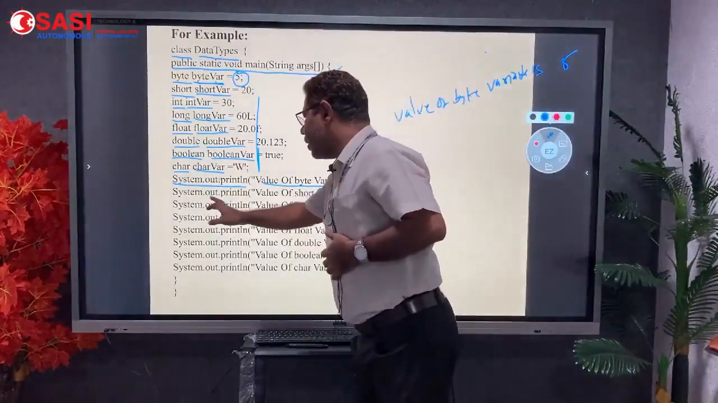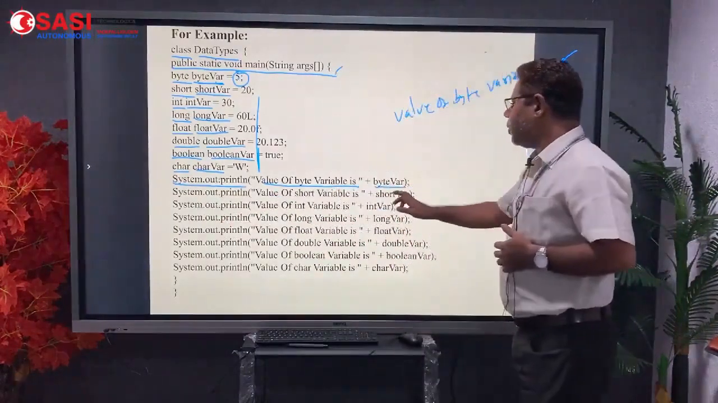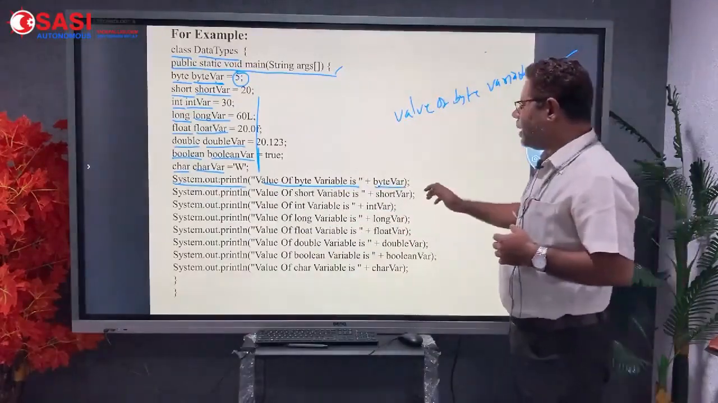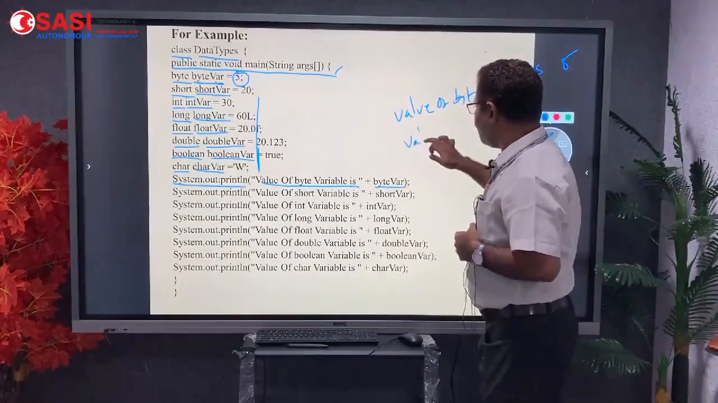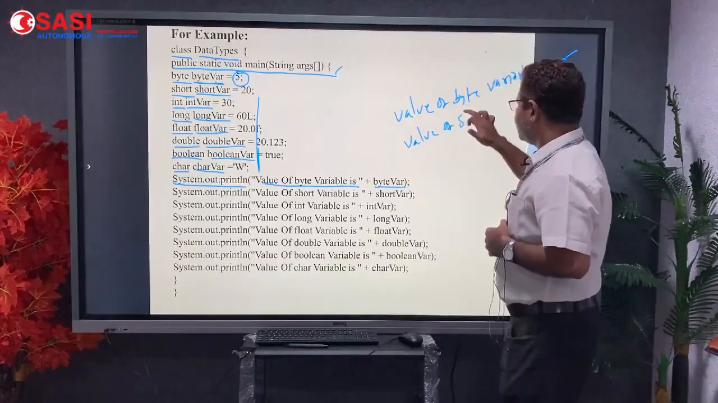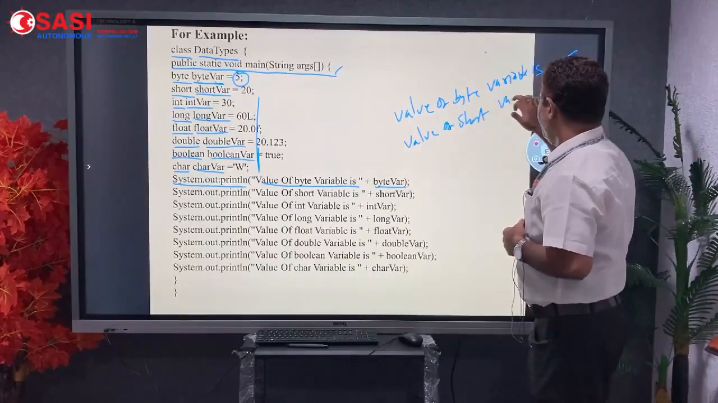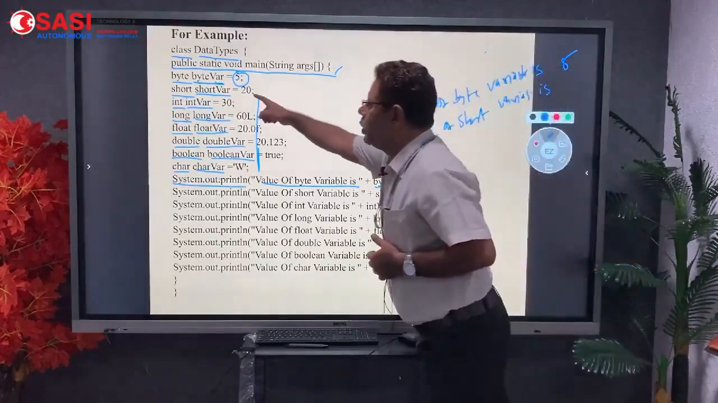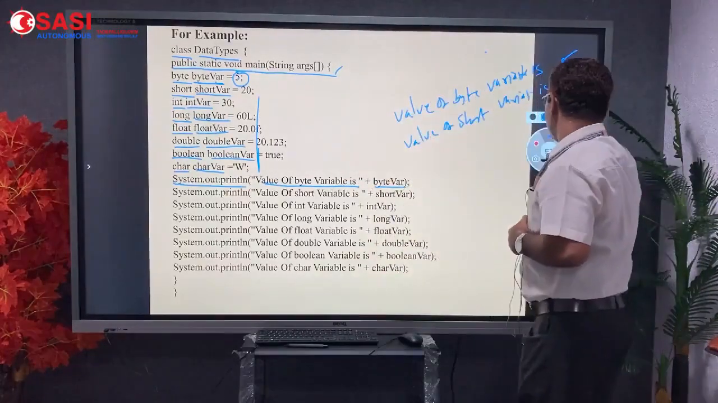Similarly, System.out.println("value of the short variable is" + shortVar). The output for the statement is: value of short variable is, what is the short value? 20. So it will print the 20.